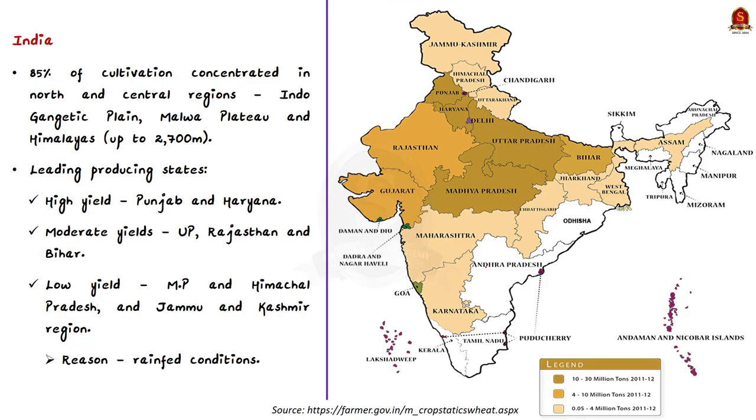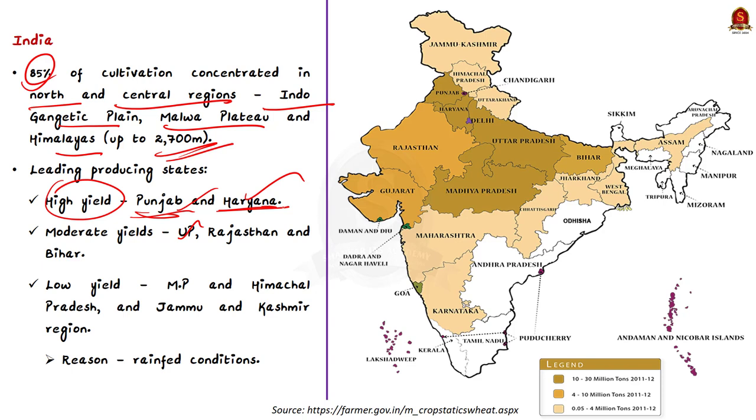In India, according to the NCERT, about 85% of the total area under this crop is concentrated in the northern and central regions of the country. This includes the Indo-Gangetic Plain, Malwa Plateau and Himalayas up to 2700 meter altitude. That means states in these regions will be the lead wheat producing states of India. Yes, it includes Uttar Pradesh, Madhya Pradesh, Punjab, Haryana and Rajasthan. Among these states, high yield is from Punjab and Haryana, and UP, Rajasthan and Bihar have moderate yields.